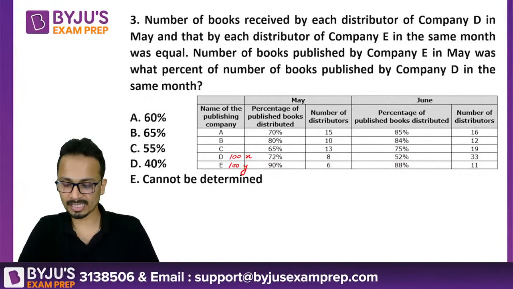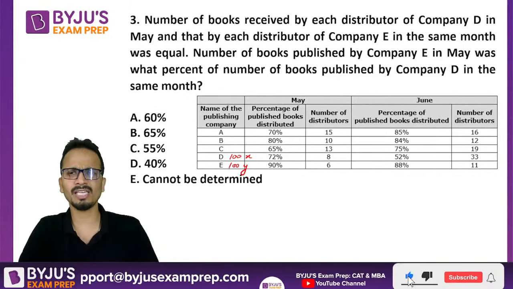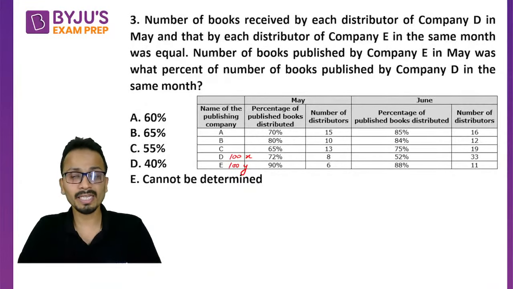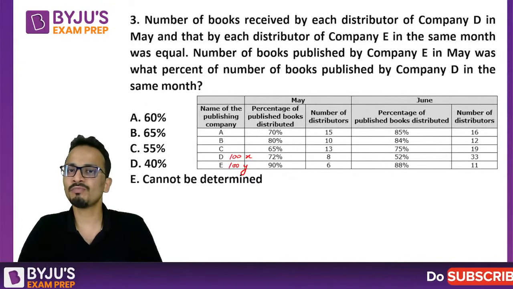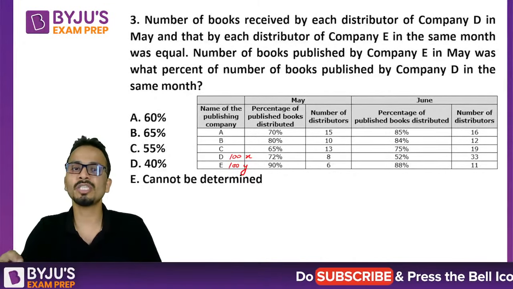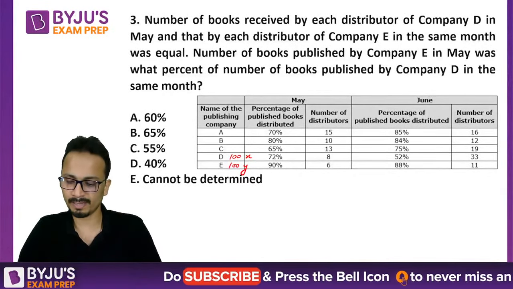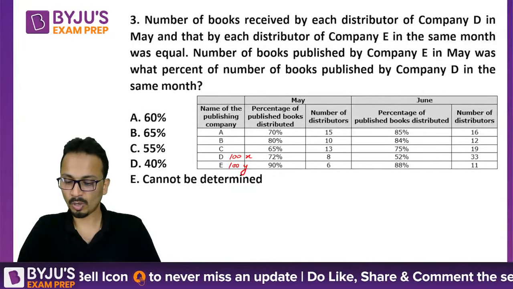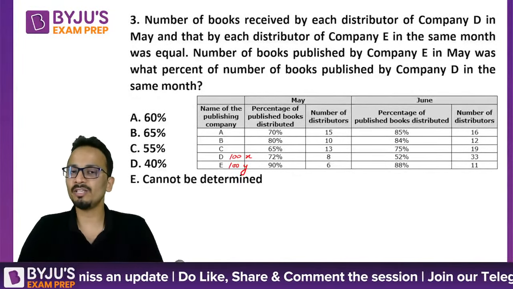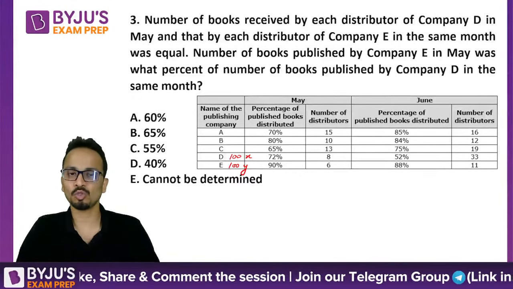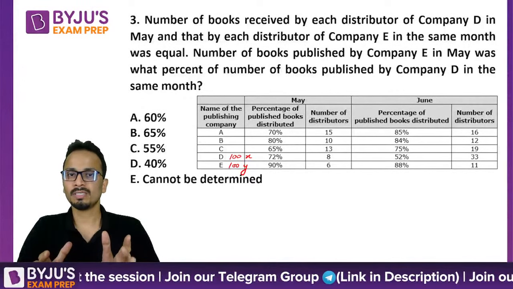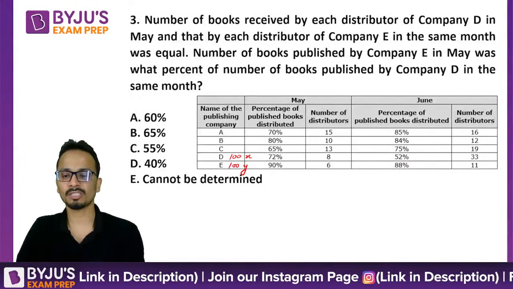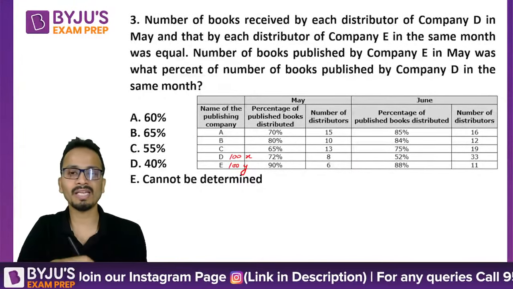Okay, so Ananya has given an answer. Ananya says 140. Ananya, 140 is not among the options. So Ananya, read the last statement carefully once more: the number of books published by E was what percentage of the number of books published by D in the same month? So Ananya, we have to find the relation between the values of x and y. If I assume these values as 100x and 100y, then it will be easier for us. In the previous question, the value of x was 192 upon 5.